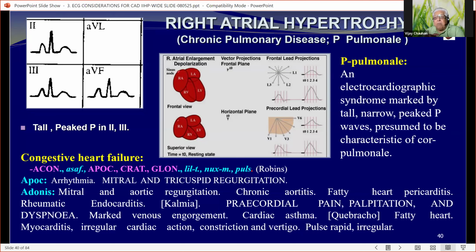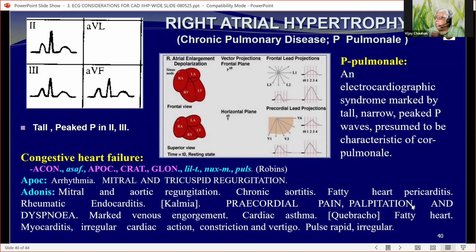What is the commonest complication of chronic bronchitis with emphysema? Cor pulmonale. So P pulmonale tells us about cor pulmonale, and we are going to see in Kent repertory, congestive heart failure. Here it is from Robbins, and we are looking at aconite, eposinum, crataegus. Blue is also there, strangely. Lilium tig, nux moschata, pulsatilla. Sometimes very irrelevant medicines may also come, but crataegus and eposinum are very important. Adonis is also a very important remedy here.